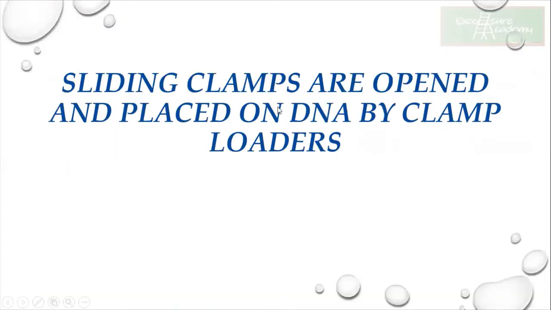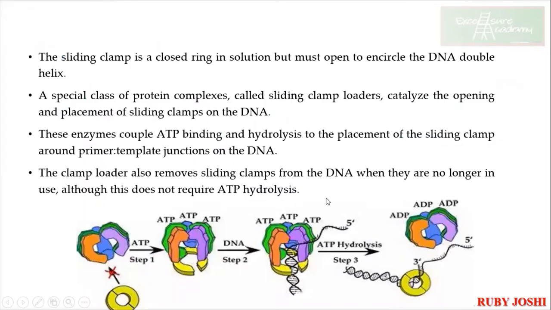Now, sliding clamps, they are opened and placed on the DNA by the clamp loader. ठीक है? अब यहाँ पे क्या हो गया? ये हो गया आपका दूसरा प्रोटीन. What we are talking about is clamp loader. So, अभी हमने देखा sliding clamp क्या? It's again a ring-like structure which opens up at the DNA और उसके ऊपर ही आपका DNA polymerase भी बैठता है, ठीक है? So, it's a closed ring in solution but must open to encircle the DNA double helix. It's a special class of protein complex called clamp loader. They catalyze the opening and placement of the sliding clamps on the DNA.